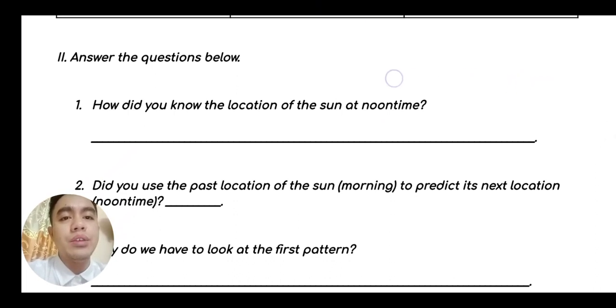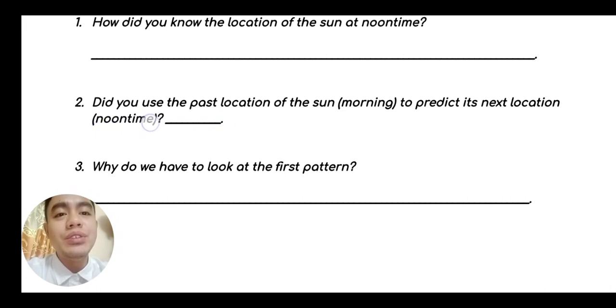Now, after you do that, you will answer this. How did you know the location of the sun at noontime? What did you use? Answer that. Did you use the past location of the sun, morning, to predict its location? Did you check the past location? When we say location, it's the place, okay? Did you use the past place of the sun, which is morning, to predict, to tell the next location of the sun? Yes or no? You will write your answer here, okay?